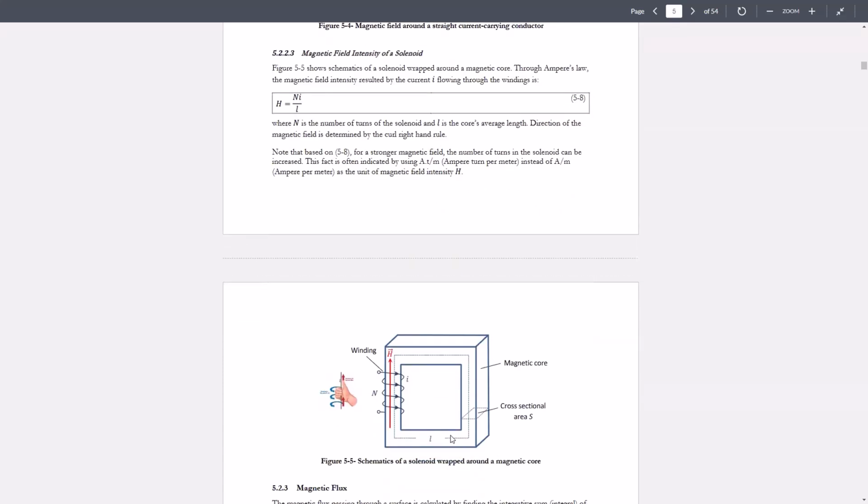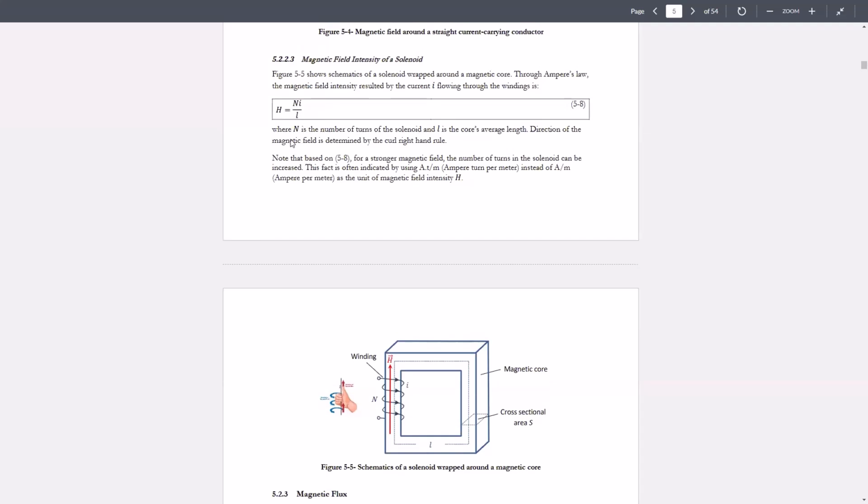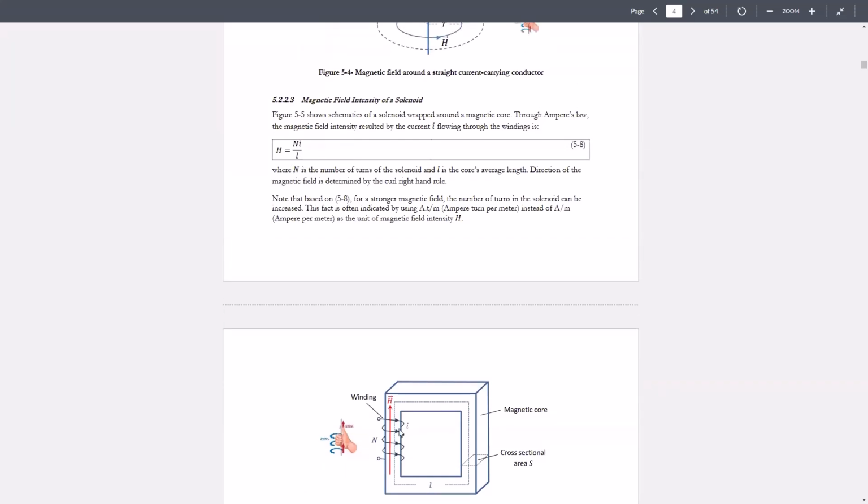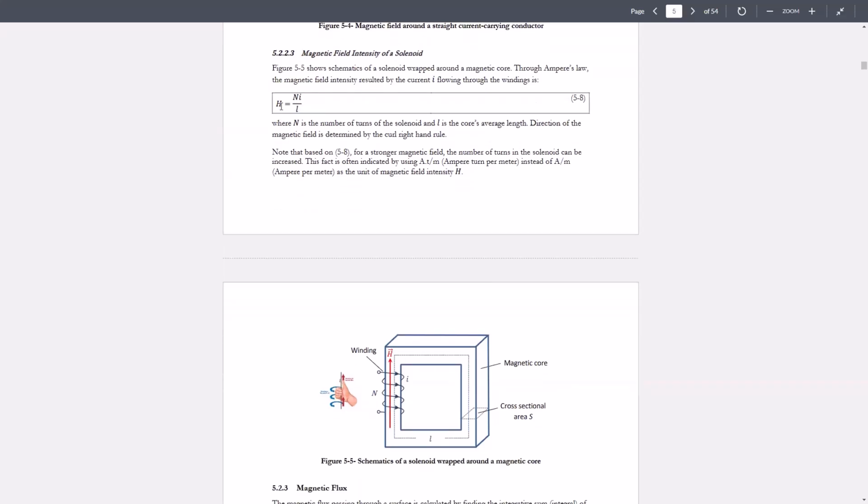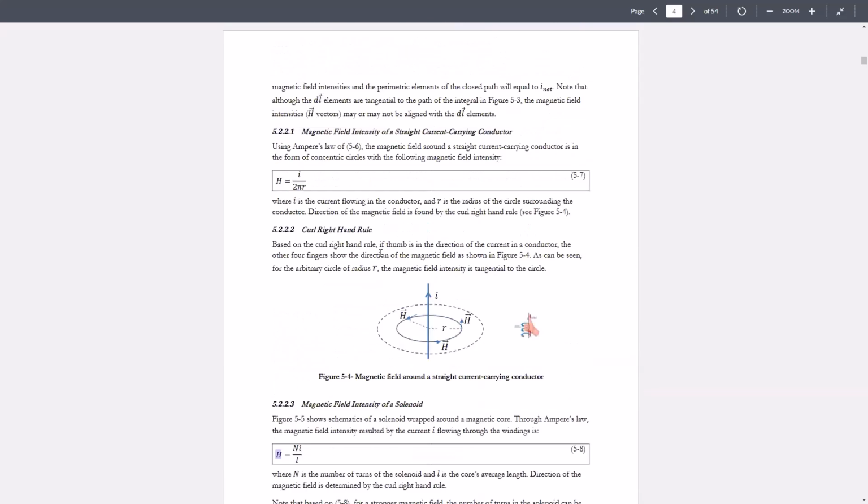Considering the average length of that magnetic core to be L, you can see that it determines how much magnetic field intensity there is inside the solenoid. If L is bigger, then the magnetic field intensity becomes smaller. If N is bigger, the number of turns is more, then you have a stronger magnetic field. If current is more, you have a stronger magnetic field. But if L is small, again, you have a stronger magnetic field. So that shows the relationship.